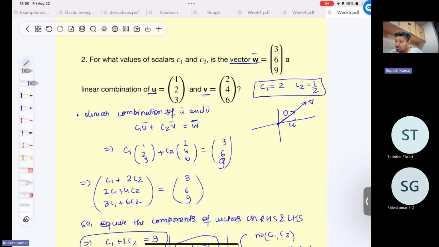Now in this case the vector W is also along this line. So essentially there are infinitely many possible values of C1 and C2 that will give you vector W, because if you extend all three vectors to infinity on both sides, all three lines are the same. They are the same line. So that's why you will get infinitely many possibilities of C1 and C2. That's it for this problem, right?